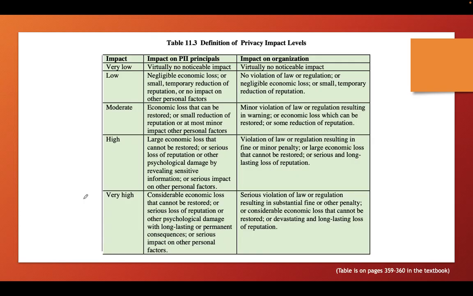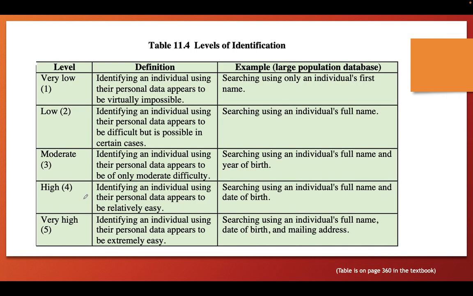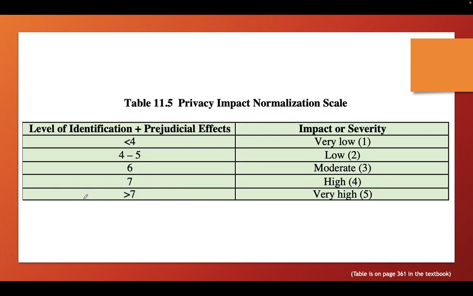Okay, if you look here, we have the different levels: very low, low, medium, high, very high assessment. You look at the impact on the privacy, on the personally identifiable principals. You also look at the impact on the organization. Still on that, you have table 11.5, the privacy impact normalization scale. You look at the level of identification and prejudicial effect. Less than 4, you call it very low. 4 to 5, you call it low. 6, you call it moderate. 7, you call it high. Greater than 7, you call it very high. So this is the normalization scale for the questionnaire preparation that we use for ascertaining the privacy impact assessment.